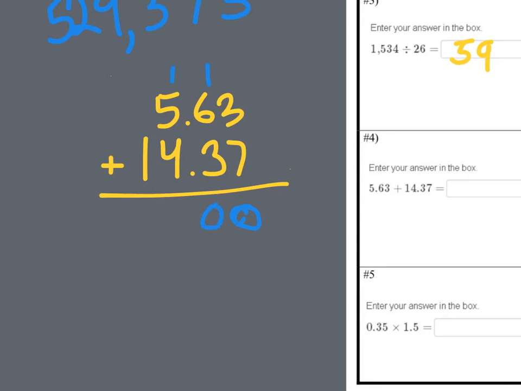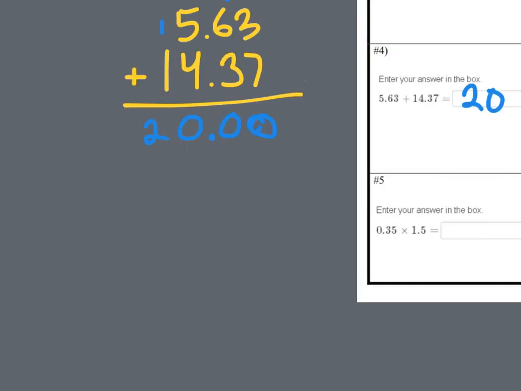Keep your decimals all lined up during addition and subtraction of decimals. So make sure you just drop down that decimal. 1 plus that 5 is 6. 6 plus 4 makes another 10, carry the 1. And 1 plus 1 makes 2. So it's 20.00, or you can just put 20.